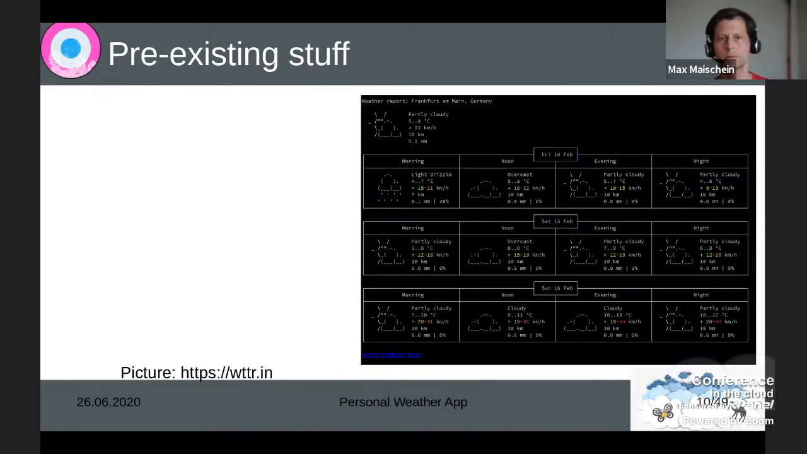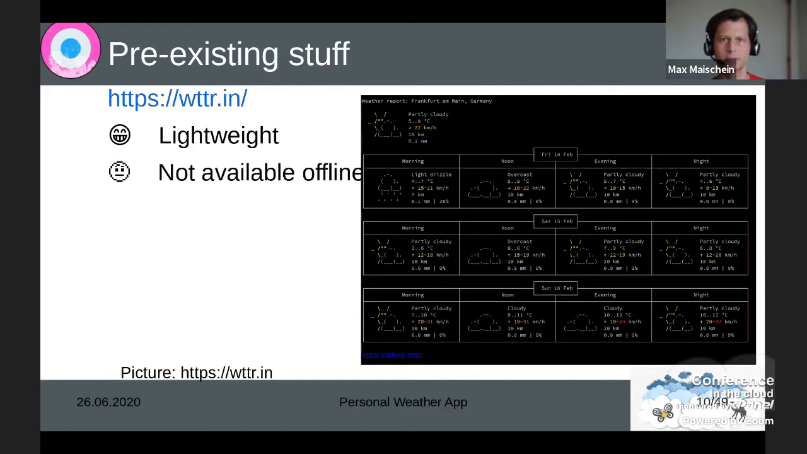There are also some nice websites like this, for example, https weather.in. It is fairly lightweight, and yeah, it has the drawback of not being available offline. But other than that, it's already in a very minimalistic way, and quite nice to use from the console, for example. But again, the drawback is that it is hosted by other people, so those other people know something about my location, maybe.